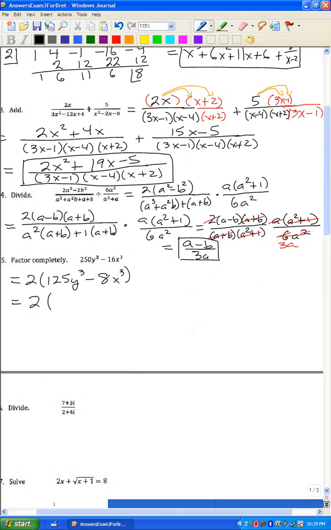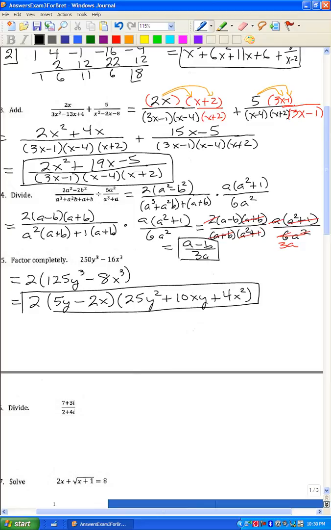And so the cube root of 125y cubed is 5y. The cube root of 8x cubed is 2x. 5y quantity squared is 25y squared. Change the sign from negative to positive. 5y times 2x is 10xy. Plus 2x quantity squared is 4x squared. And that is your answer.